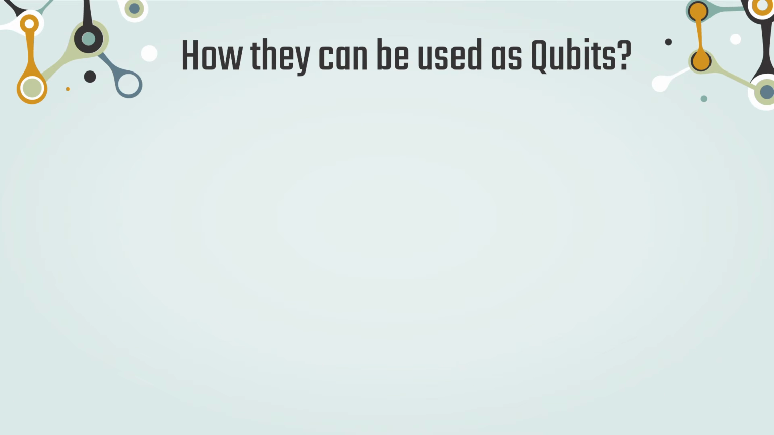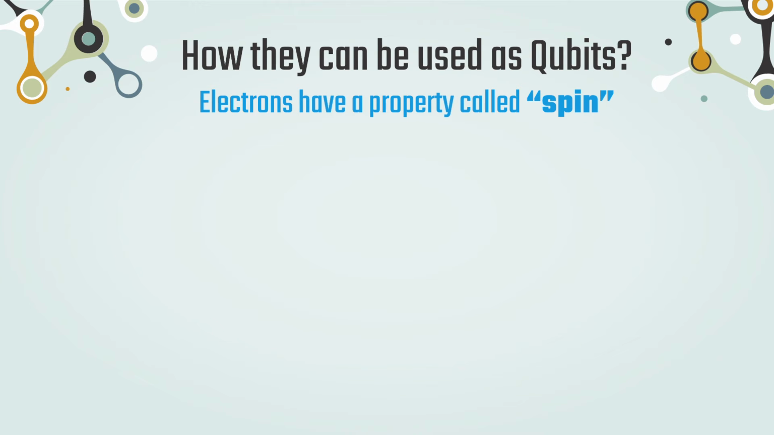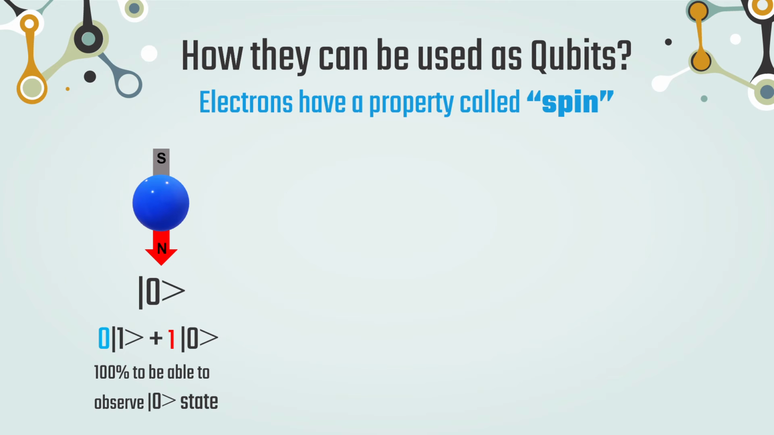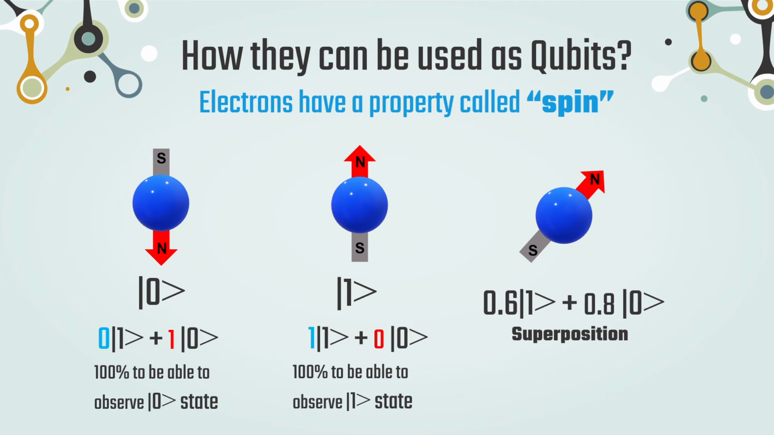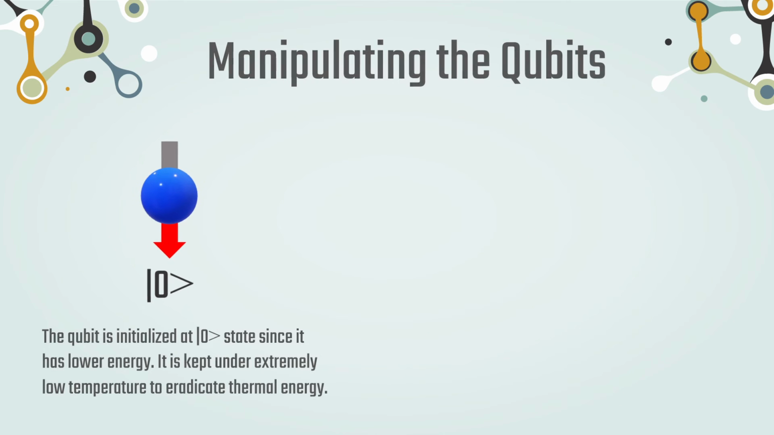Now, how can we use the trapped ion as a qubit? The electrons have a magnetic property called spin. Spin down is denoted as state 0, or 100% able to observe state 0. Spin up is denoted as state 1, or 100% able to observe state 1. If the spin is in the middle like this, it is a superposition. For example, in this case, we have 36% for state 1 and 64% for state 0. And sure, the ion can be manipulated to be the preferable state of the qubit.